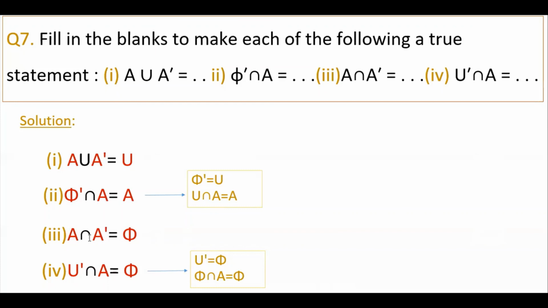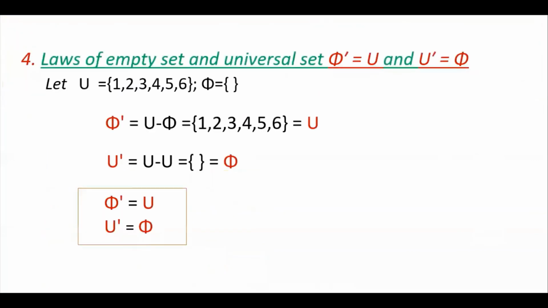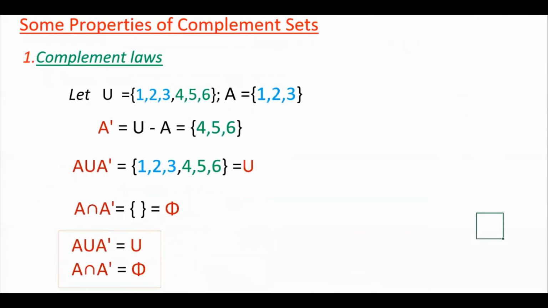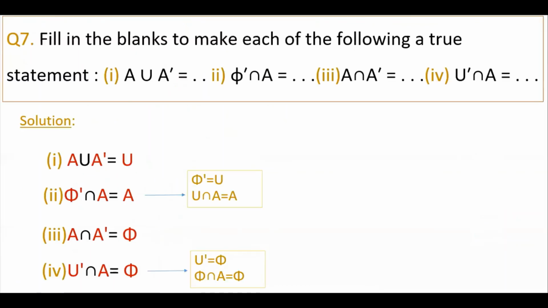And the third one, A intersect the complement of A is equal to an empty set. This also you can see from these properties. Yes, see here with this example you can see. So that is always an empty set.